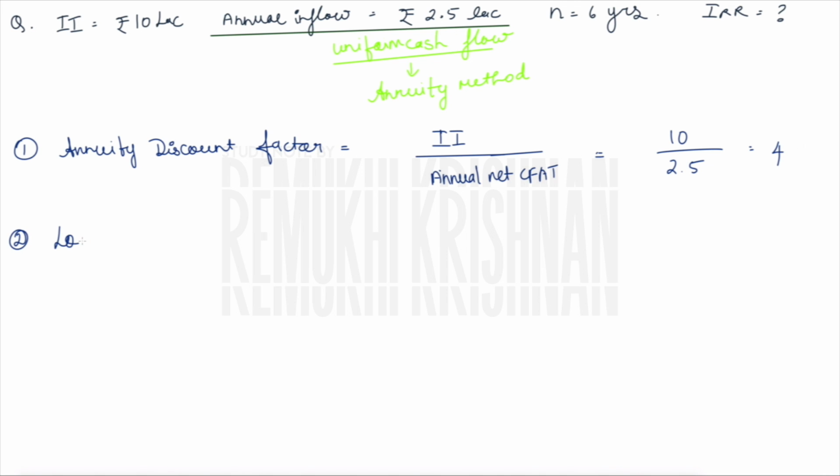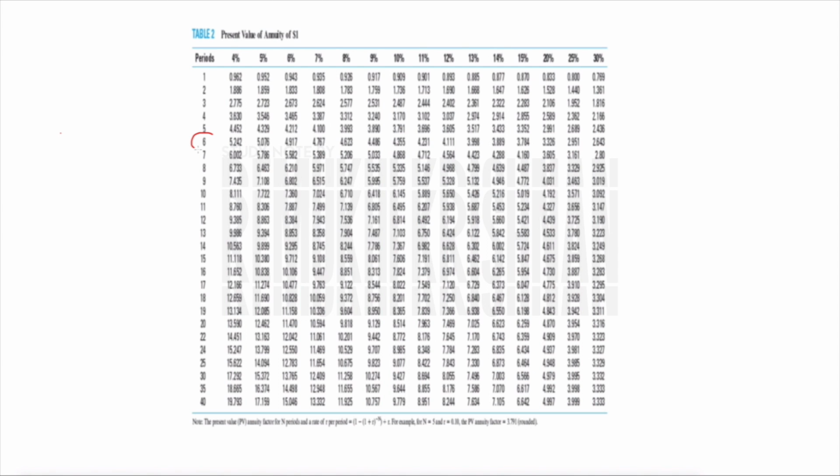Now I am going to locate the value 4 in my present value annuity factor table corresponding to 6 years. Why 6 years? 6 years is the life of the project, or the cash inflows generated by making this investment. So, 6 years. Let us go to this present value table.